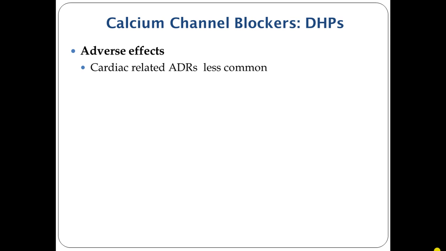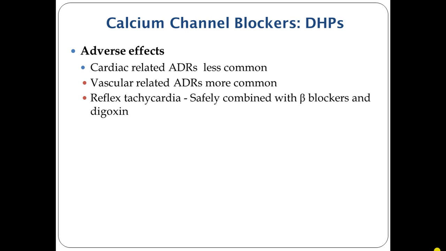What are the adverse effects of DHPs? Cardiac-related adverse drug reactions are less common. Vascular ADRs are more common. Reflex tachycardia is the most predominant problem. That is why it can be safely combined with beta blockers and digoxin, because a beta blocker will suppress the heart while a DHP will increase the heart rate. So ultimately they will nullify the effect of each other. So a combination of a beta blocker with amlodipine or nifedipine is a good combination, but a beta blocker with verapamil is absolutely contraindicated.